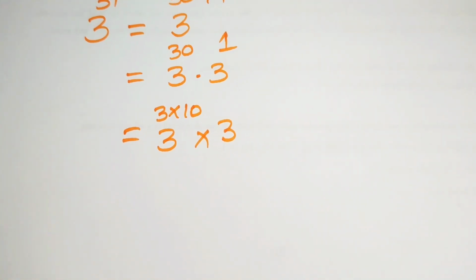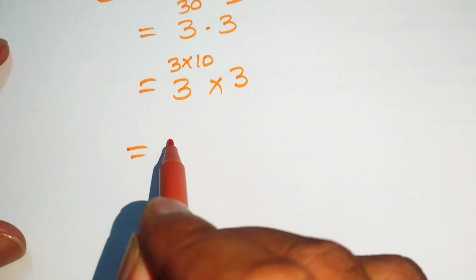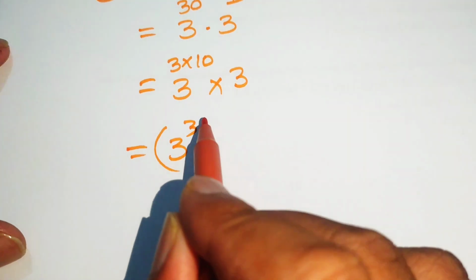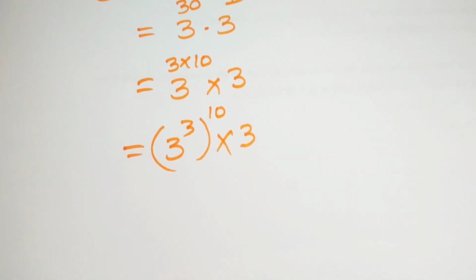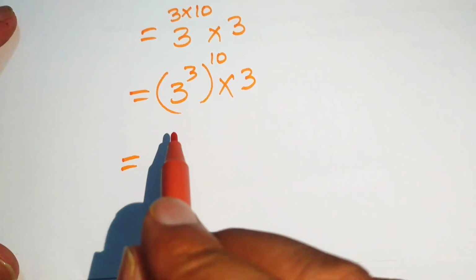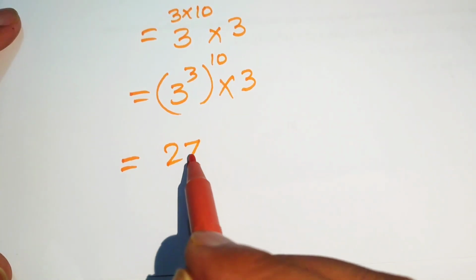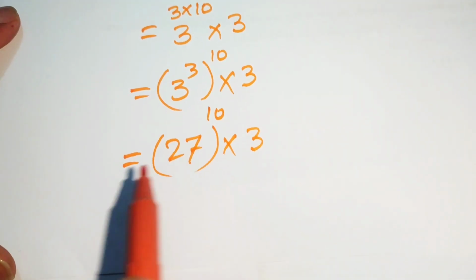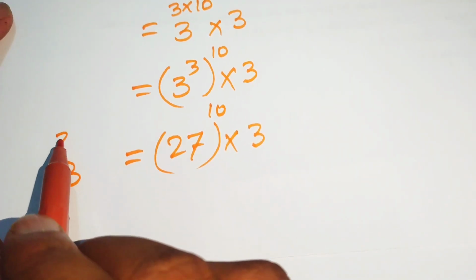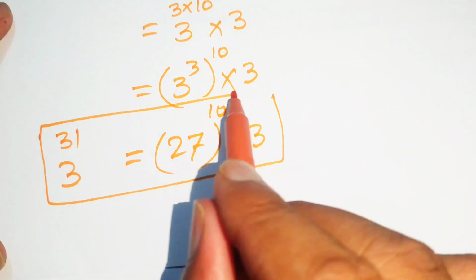According to the second law of exponent, we write this expression as 3 to the power of 3 and its whole power 10, multiplied by 3. Here we know that the value of 3 to the power of 3 becomes 27, and its whole power 10 is multiplied by 3. So this is the simplified form of 3 to the power of 31.